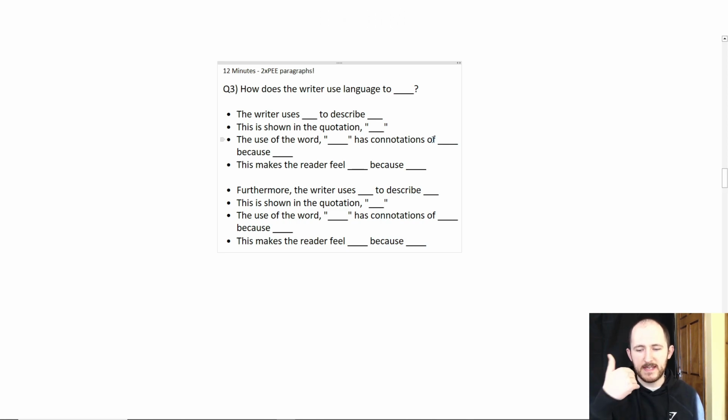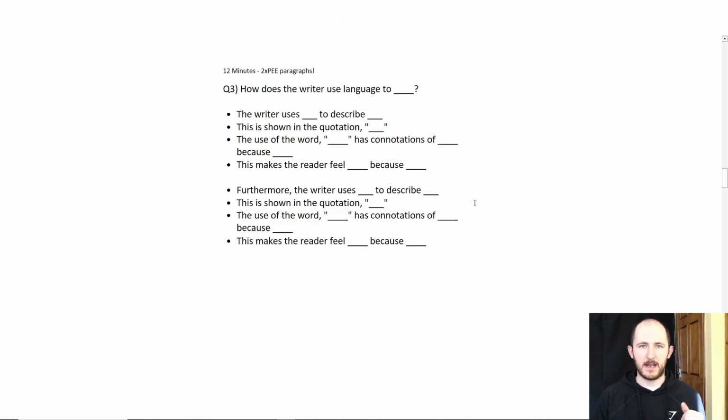So that basically means, how does it affect the reader? So again, clutching has connotations of paranoia and fear and suspicion. Because if someone's clutching something, how do they look? This makes the reader feel what? Because what? Now, of course, it could make the reader feel the exact same way as the characters, which makes a lot of sense, but sometimes it can make you feel on edge or uneasy or anxious. And then, again, you say, furthermore, the writer uses blank to describe blank. So you're basically picking out 2 language devices.